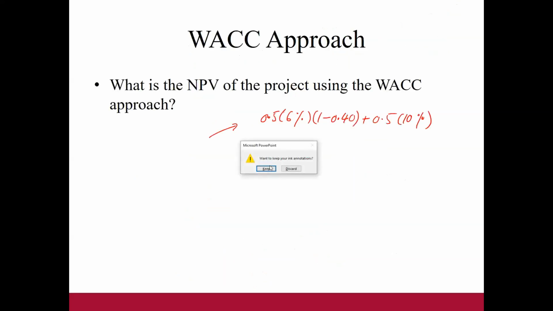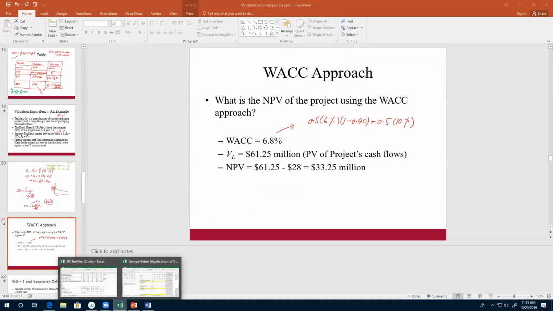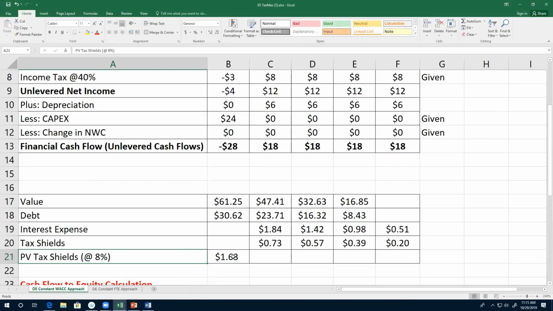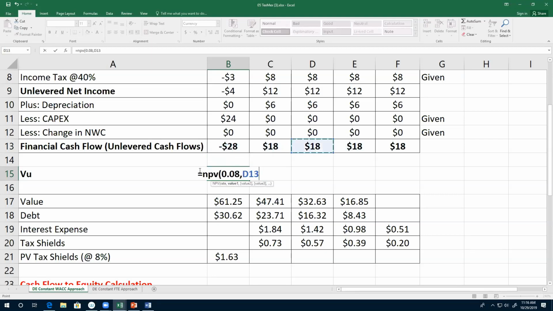So with that, I wanted to spend some time here because this logic will continue later on as well. So now notice what I'm doing. All that I'm doing then is calculating the present value of the interest tax shields here. So this tells me that the interest tax shields are worth 1.63. Do you remember when I said calculate the value of the unlevered project, what did we do? We did equal to NPV. The cost of unlevered equity was 0.08. So we did that, and then we discounted all of this.